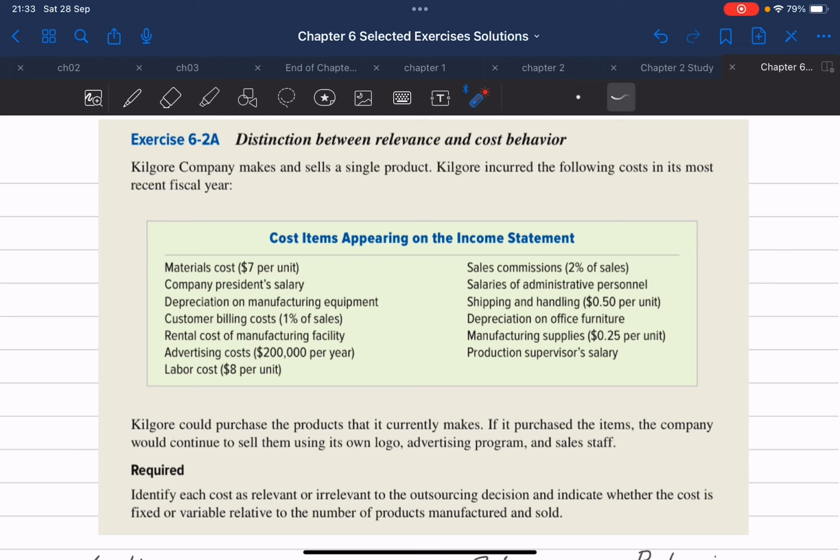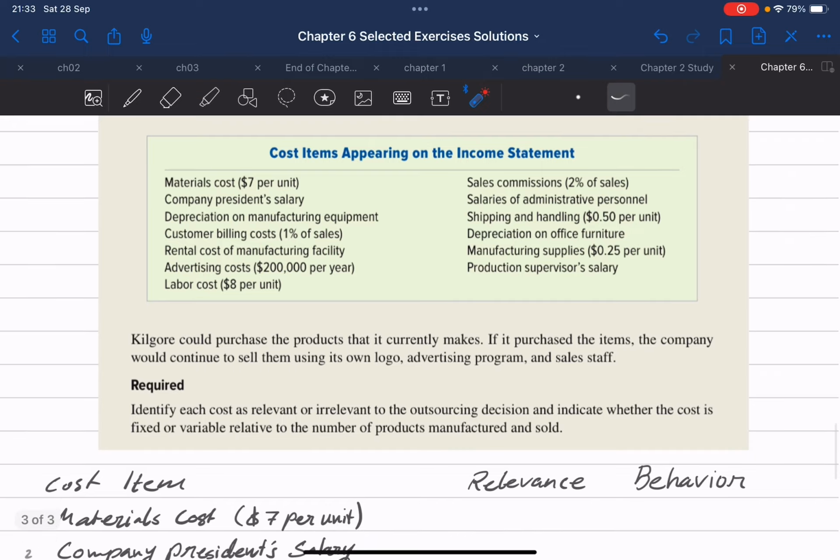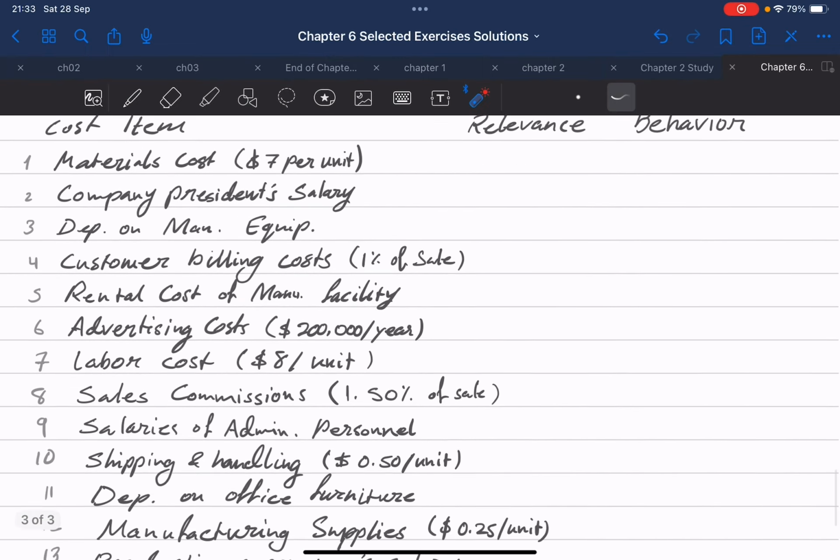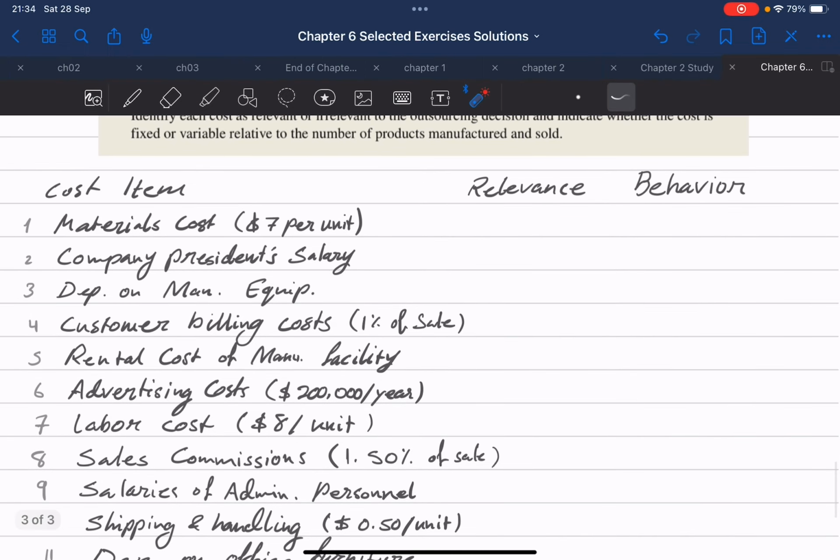Required, identify each cost as relevant or irrelevant to the outsourcing decision and indicate whether the cost is fixed or variable relative to the number of products manufactured and sold. Now, I already went ahead and prepared a list of all our cost items in the first column, as you can see here, and then a second column where we're gonna decide whether the cost is relevant or irrelevant, and in the third column we're gonna decide whether the cost is fixed or a variable cost.